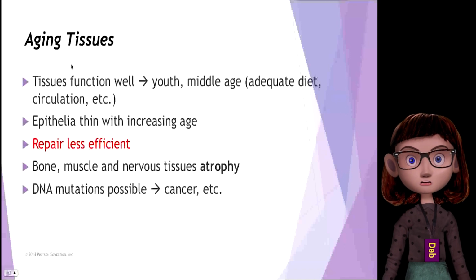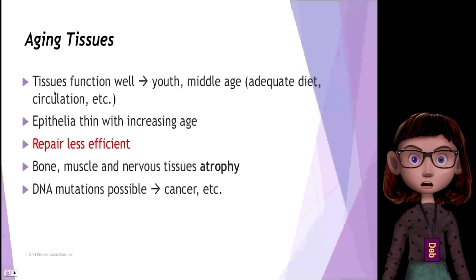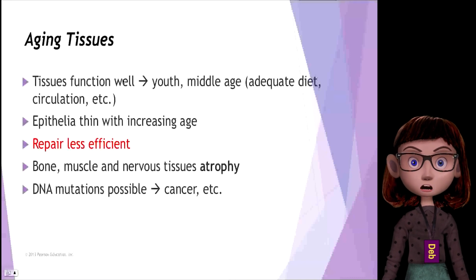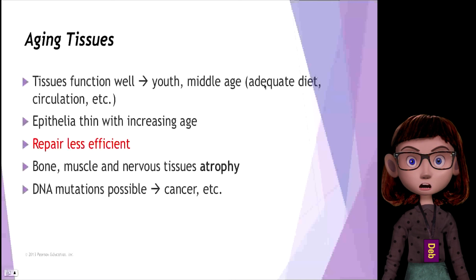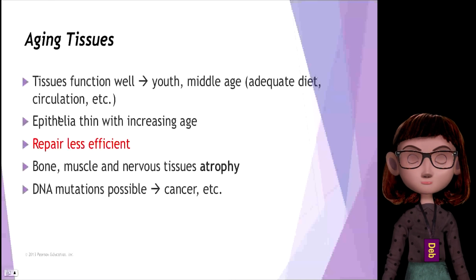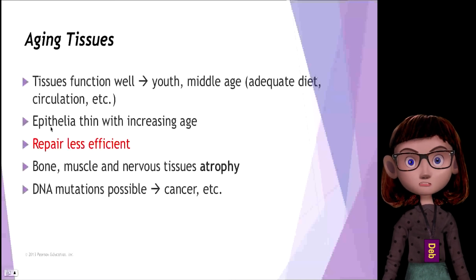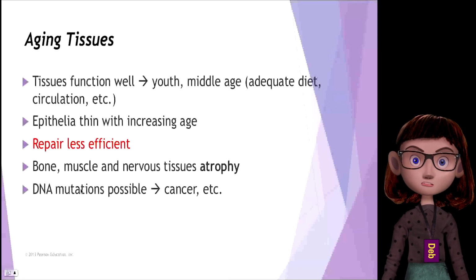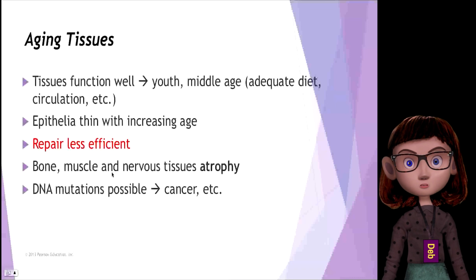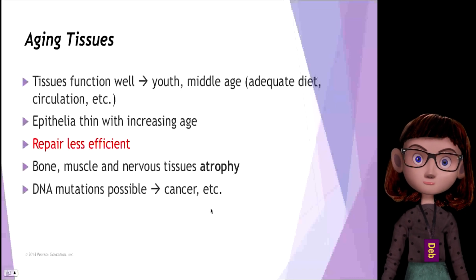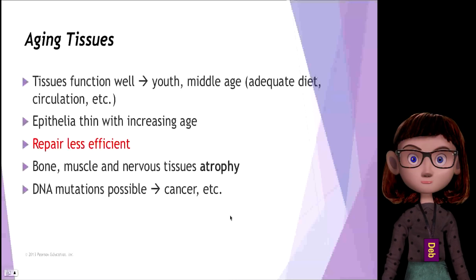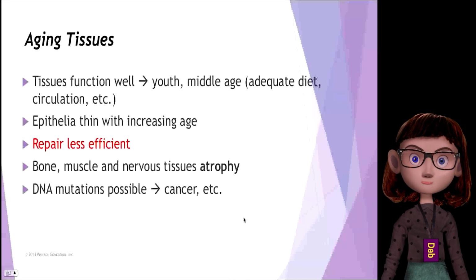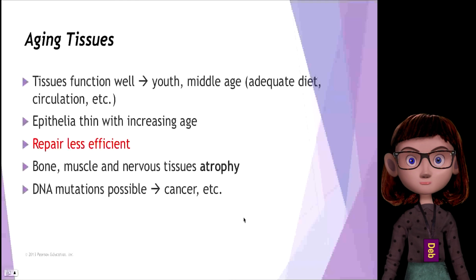With aging, as in a lot of other situations, tissue function actually slows down somewhat. Our tissues actually function very well during youth, middle age, as long as we have adequate diet and circulation, etc. The epithelia actually will thin with increasing age, and repair becomes less efficient. Bone, muscle, and nervous tissues will atrophy, and as you get older, there are more and more opportunities for DNA mutations to occur, and that's why as we get older, we have a greater risk of developing diseases, including cancers.